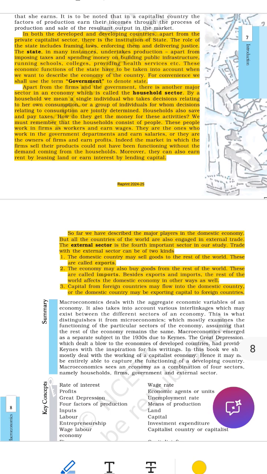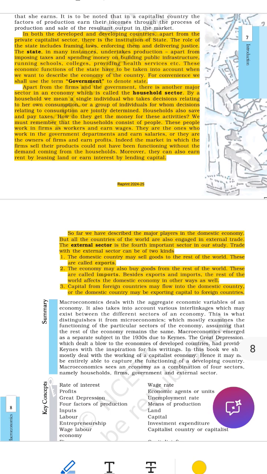They are the ones who work in the government departments and earn salaries. Some people work for the government too, not just companies. They also earn salaries. Example, a government teacher or policeman earns a salary from the government. Now, they are the owners of firms and earn profits. Some people own businesses instead of working for others. They earn profits, money left after selling and paying all costs. Example, a person who owns a clothing shop earns profits.